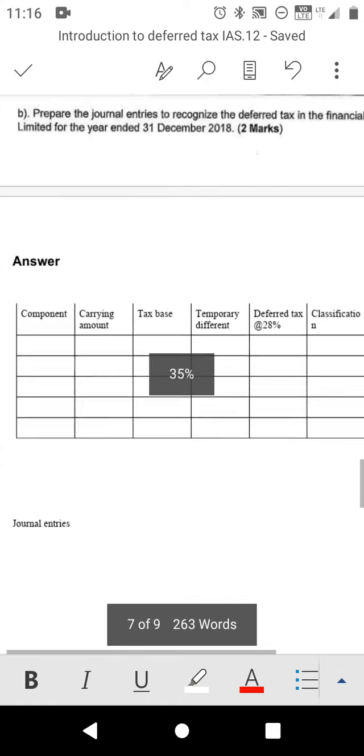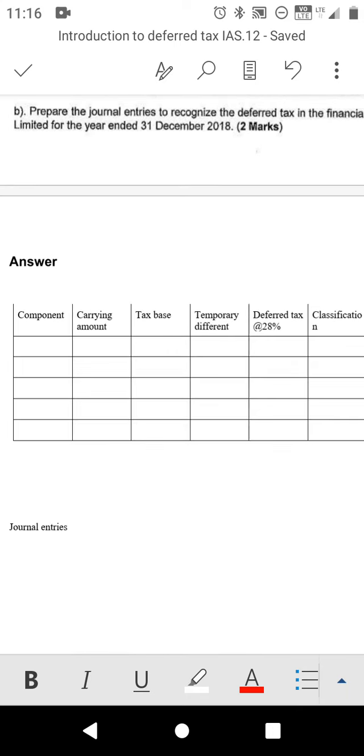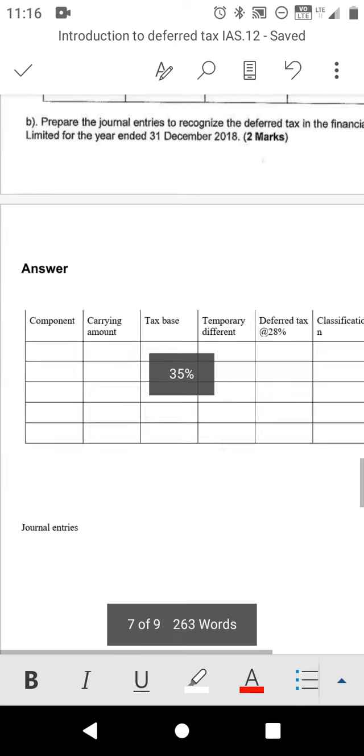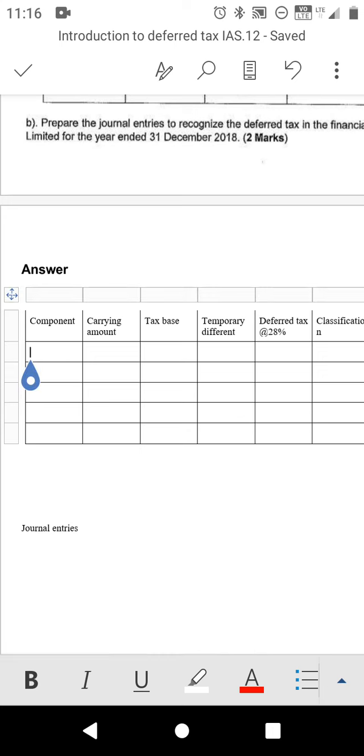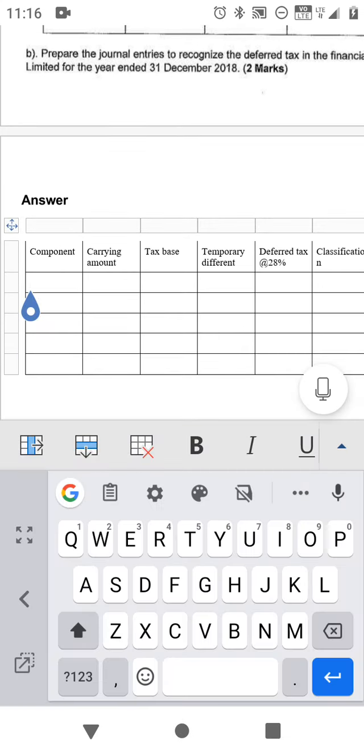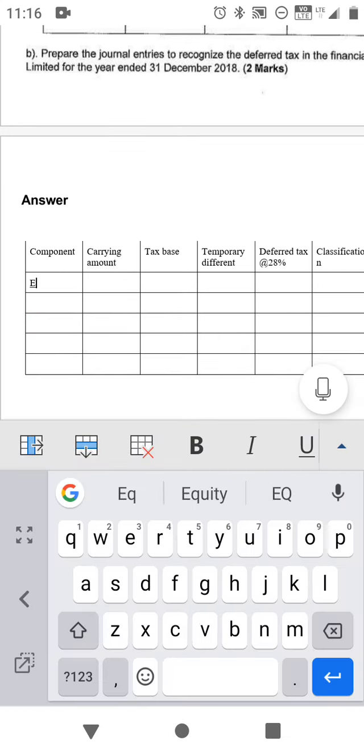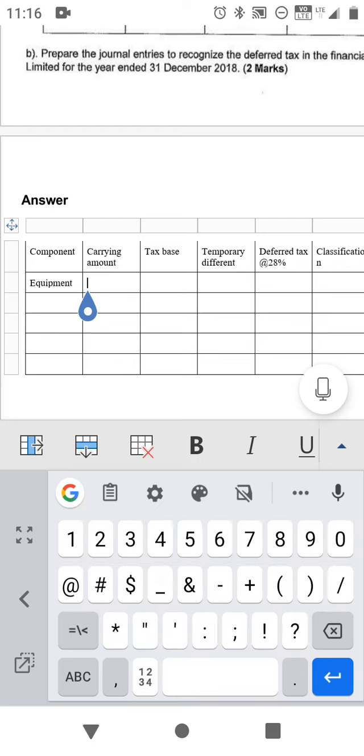This table, you must know it in and out. You must know this table in and out. Okay, then number 1, we are doing equipment. Carrying amount was 550,000. Even on tax base, they started with 550. This is the beginning of the year.